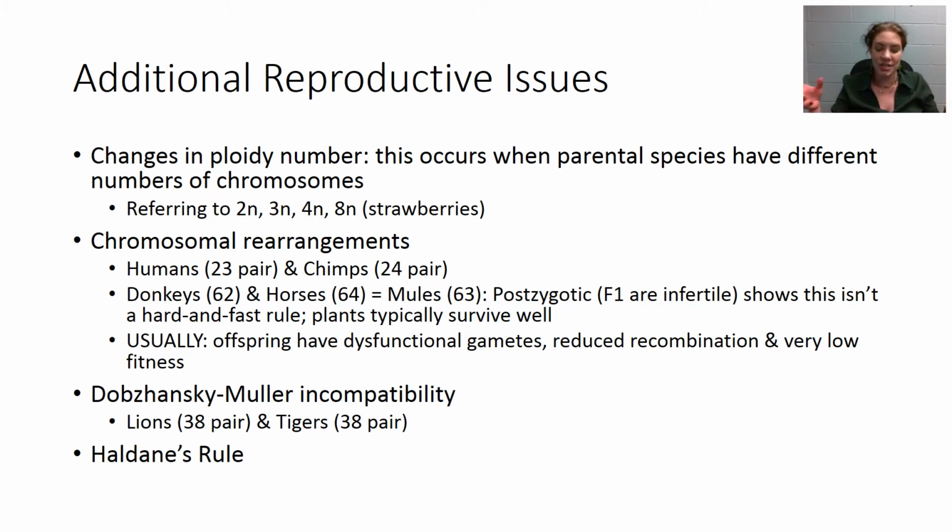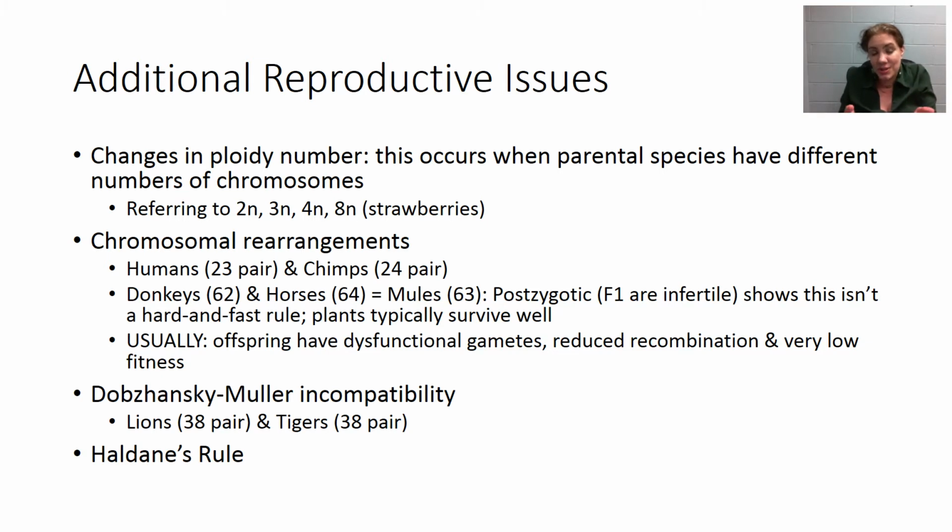So changes in the numbers of chromosome sets that you have, ploidy numbers, occur if you've got different numbers of chromosomes. So we're talking about whether an organism is diploid or triploid or whatever. The arrangement of those chromosomes may also matter. For example, humans have 23 pairs of chromosomes, chimpanzees have 24 pairs of chromosomes, and part of the reason that we're genetically incompatible is due to that difference.